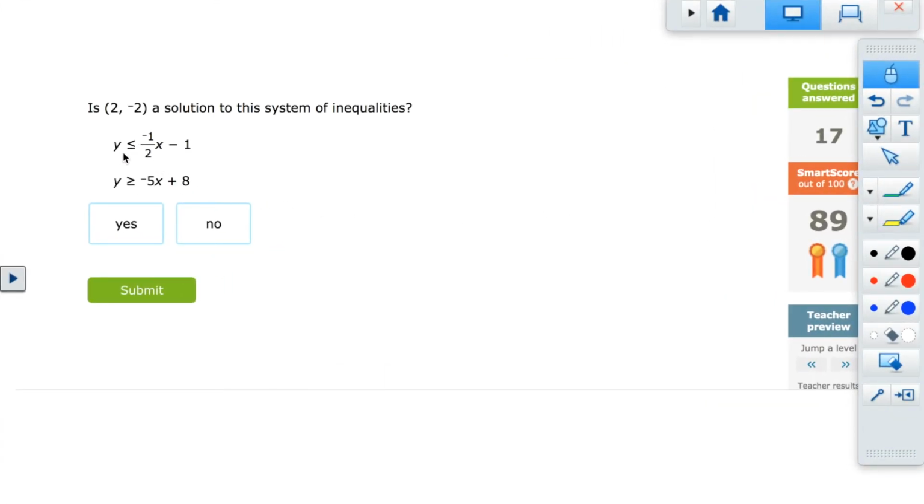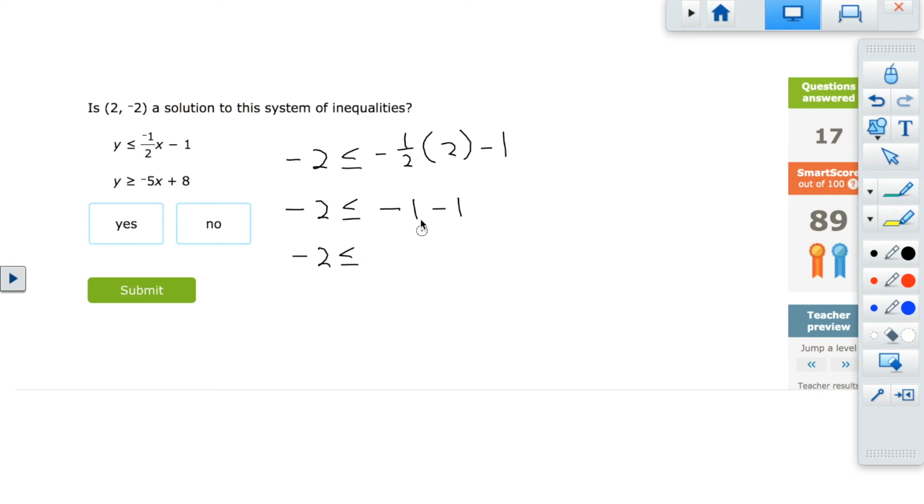Next one, I have another fraction. So y is -2, which is less than or equal to -1/2. I take that negative as just the whole thing is negative, times 2 minus 1. So -2 is less than or equal to, negative times a positive is a negative, 1 times 2 is 2, 2 divided by 2 is 1, so it's -1, minus 1, -2 is less than or equal to, when they're both negative, add and keep the sign. That's true, they're equal to, right?